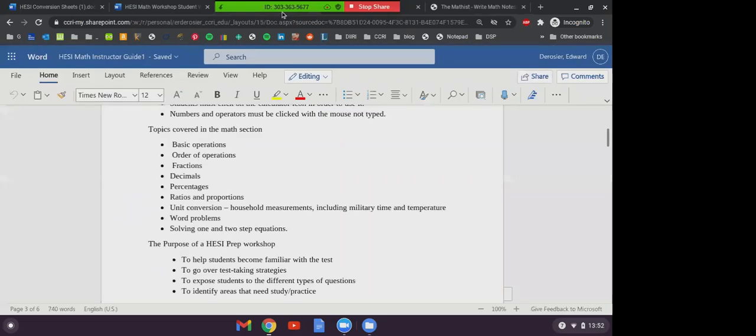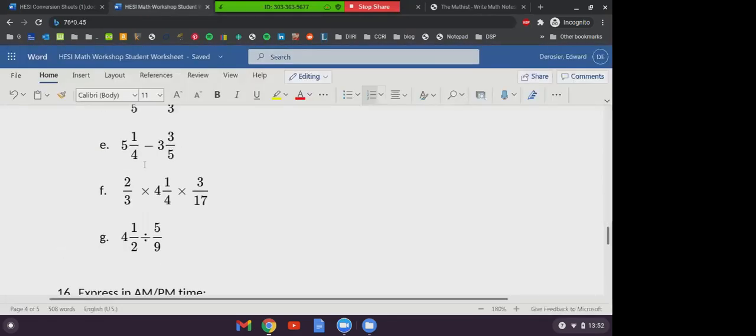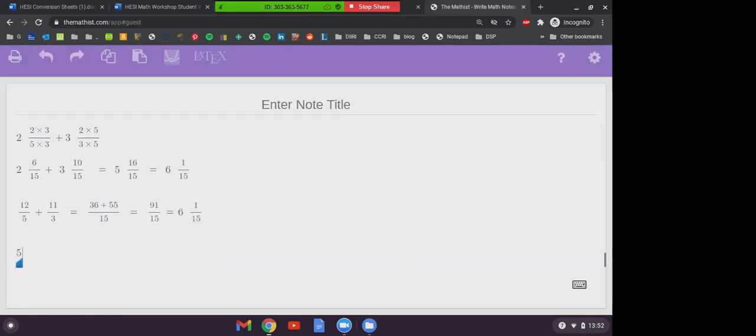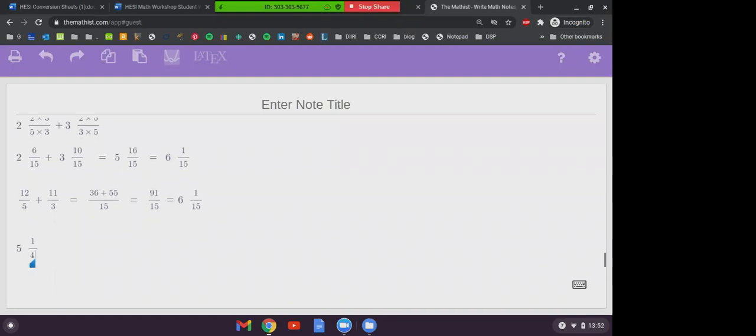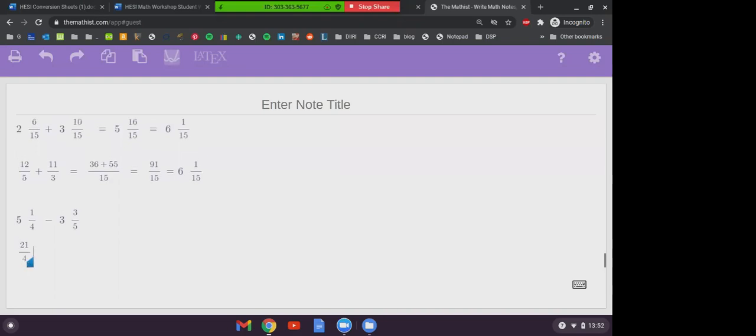All right. Let's look at our next one. Our next one here is 5 1/4 minus 3 3/5. So again, I would make these improper. So it'd be 21 over 4 minus 18 over 5, right? Again, 5 times 4, 20, plus 1, 21, 3 times 5, 15, plus 3, 18.